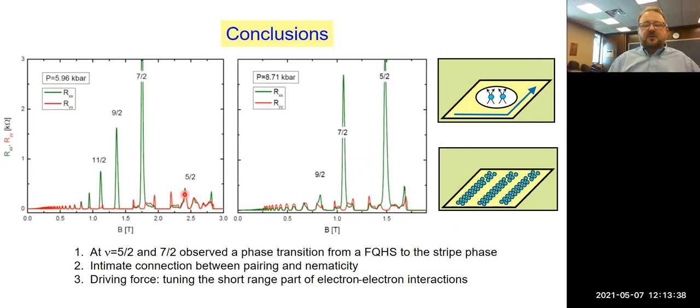So with that, I'd like to just put up my conclusions very quickly. We see nematic phases at filling factor 7/2 and also at filling factor 5/2. The interesting thing about these nematic or stripe phases is that they're right next to the fractional quantum Hall state, meaning a very small change in a parameter. We have shown it with pressure, but probably other parameters, we suggest, would drive this kind of phase transition from one phase to another. And what we figured out, based on our data, is that tuning of the short range part of the electron-electron interaction is critical in driving this transition. So with that, thank you very much.